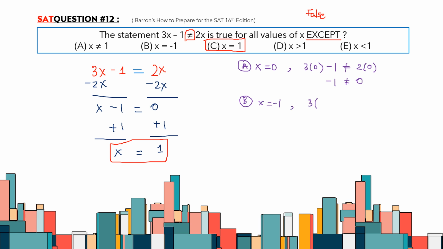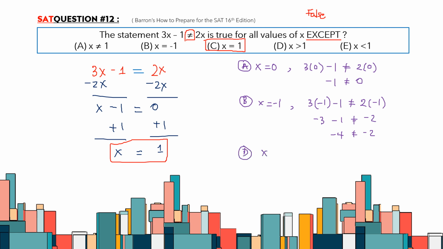For B, we have x equal negative 1. We have 3 multiplied by negative 1 minus 1. Is that different from 2 times negative 1? So we say that negative 3 minus 1 different from negative 2. That's negative 4 different from negative 2. Yes, that's right.